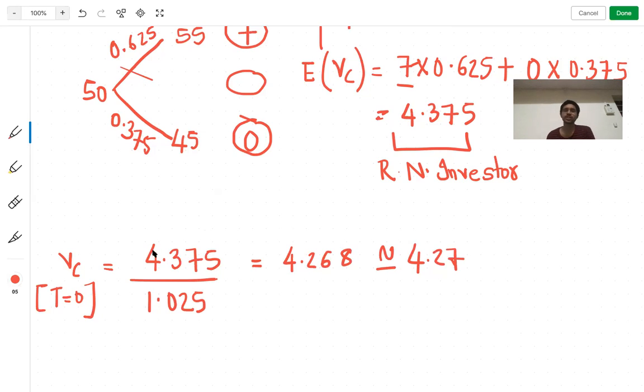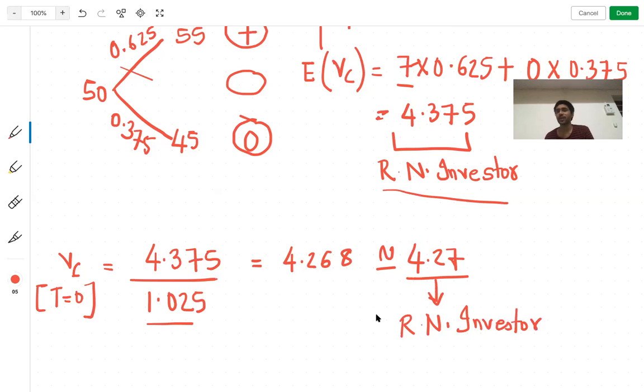Now the question is about 4.375. We said that it is the expected value of a call option for a risk neutral investor. The discount rate, which is 2.5%, is again the discount rate for a risk neutral investor. So obviously the value of the call option that we get, this 4.27, should be for a risk neutral investor, right? But then we said that the value of 4.27 holds good for a risk neutral investor. It also holds good for a risk averse investor.